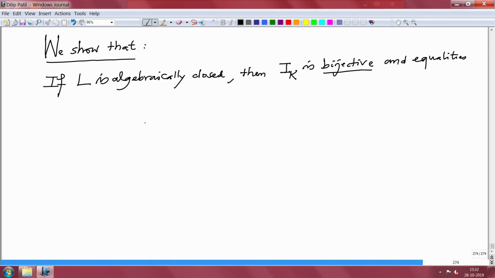which equalities? First of all, remember this: I_K of V_L of the ideal A equals the radical of A for every ideal A in R. This was listed in one of the properties above, and this is property 1. So there it was only this inclusion, but now we will prove that it is equality.